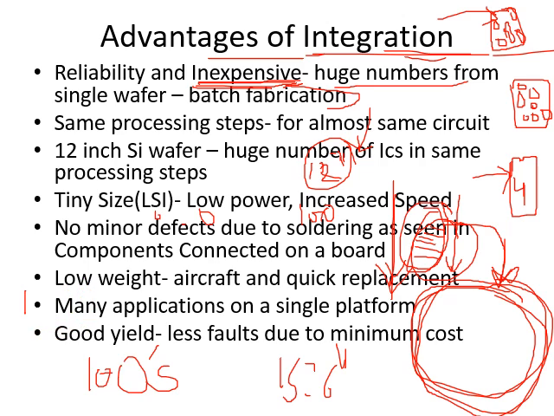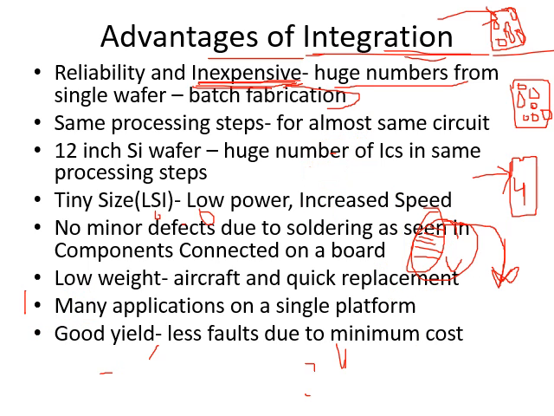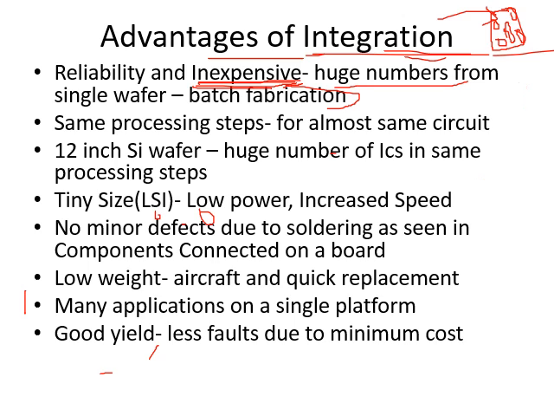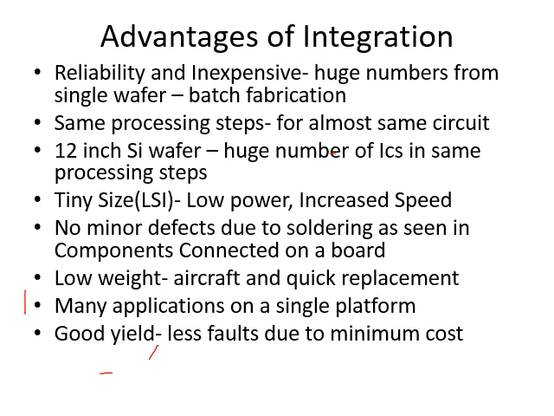The next point is the same processing steps for almost the same circuit, right? As I told you, the processing steps will not change. Photolithography, etching, diffusion, all these steps have to be followed for all the circuits, all the ICs. So the steps will be the same for all the ICs, right? Then I told you, taking a larger silicon wafer will give us better results. A huge number of ICs can be manufactured in the same processing steps with low cost, which means cost will reduce if the number of ICs is increased.